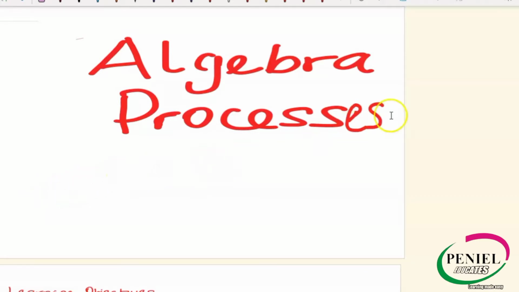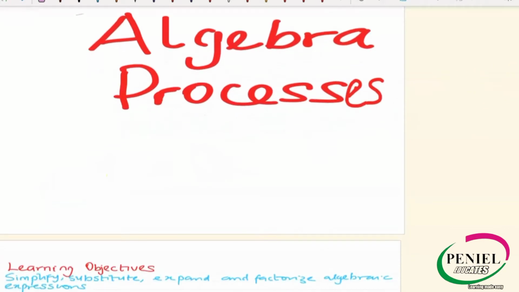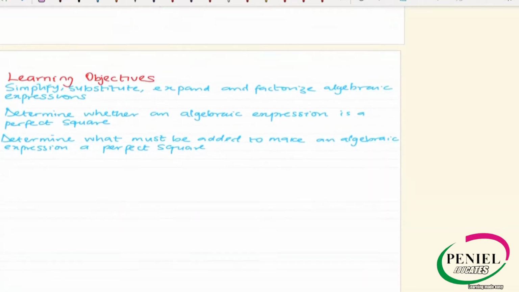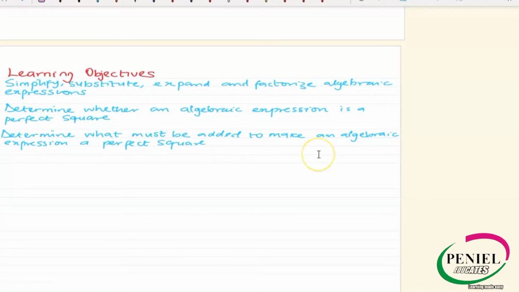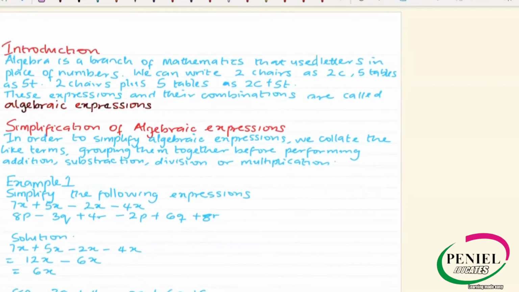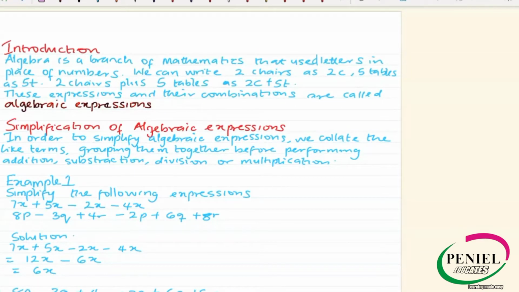In this mathematics series, we'll be looking at algebra processes, and I'm expecting that at the completion of this video series, you will be able to simplify, substitute, expand, and factorize algebraic expressions. We'll also be looking at how you can determine whether an algebraic expression is a perfect square, and also how you can determine what must be added to make an algebraic expression a perfect square. So let us look at what algebra really is.